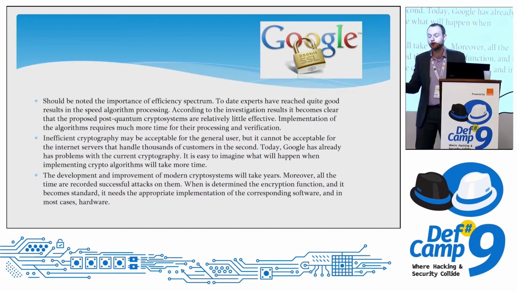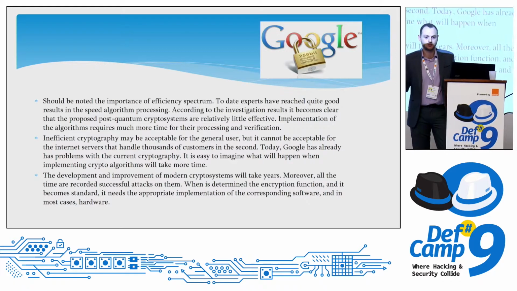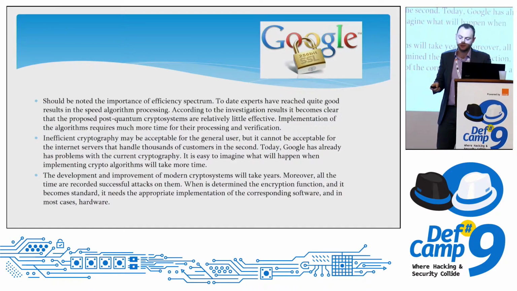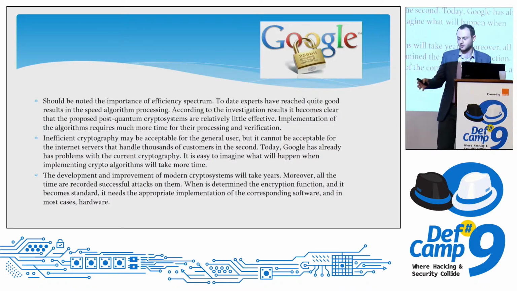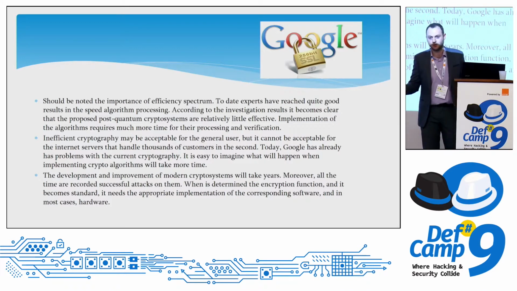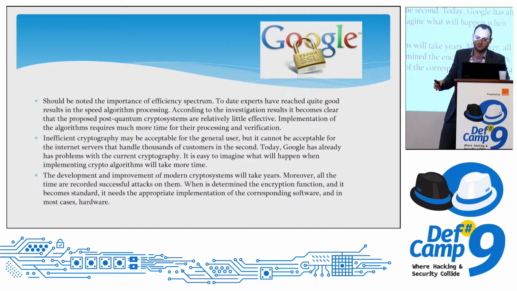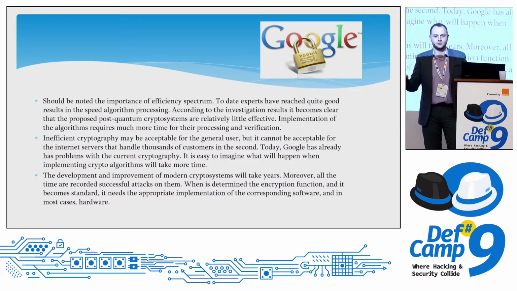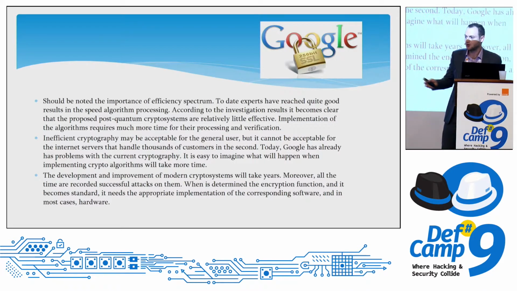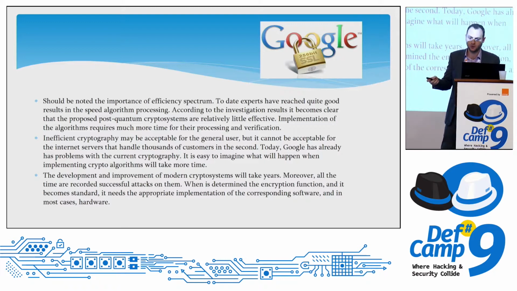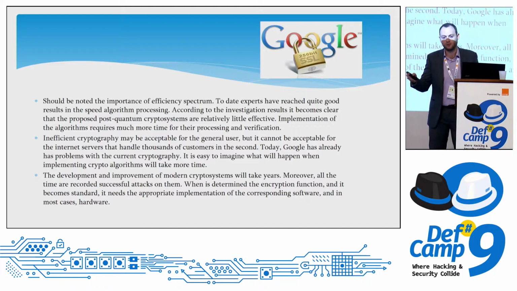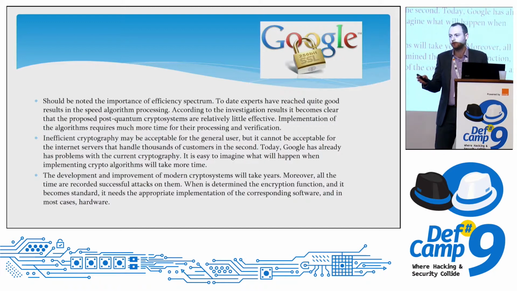And today we already have wonderful results in cryptography, rather good results. Inefficient cryptography can be okay for a normal user, but for servers that process millions of tasks a second, a minute, yes, it is a great problem. And already today, Google has some problems with modern cryptography. So we can imagine what will be if cryptography is much less efficient.